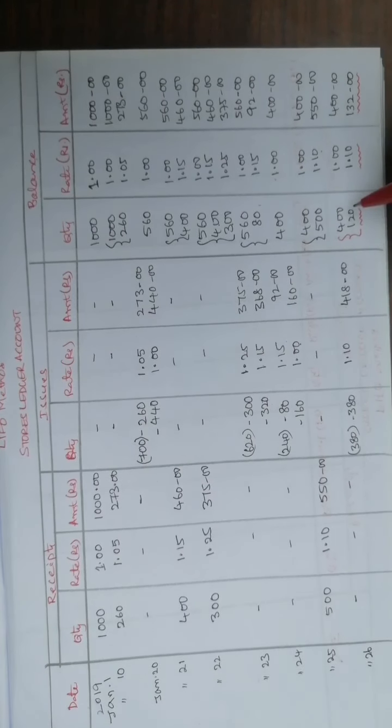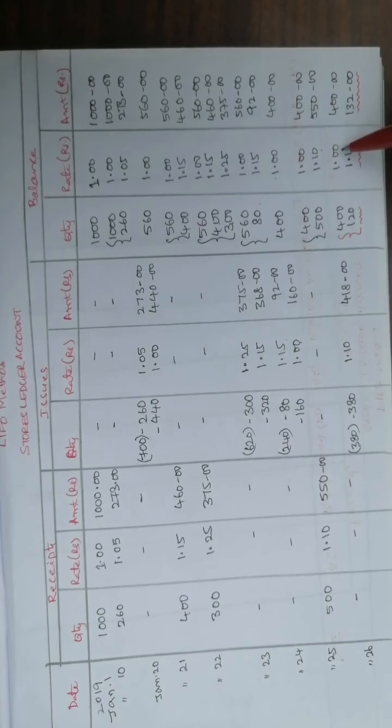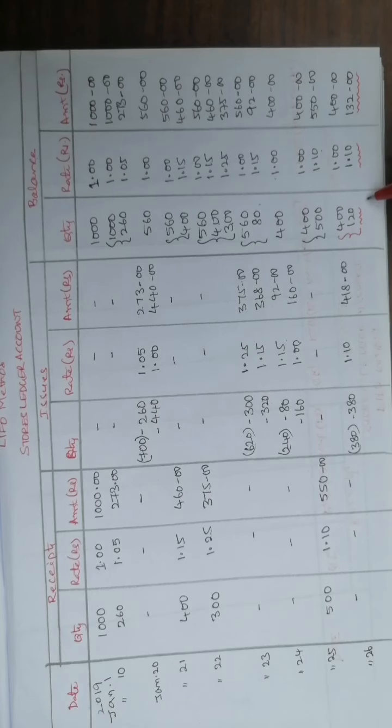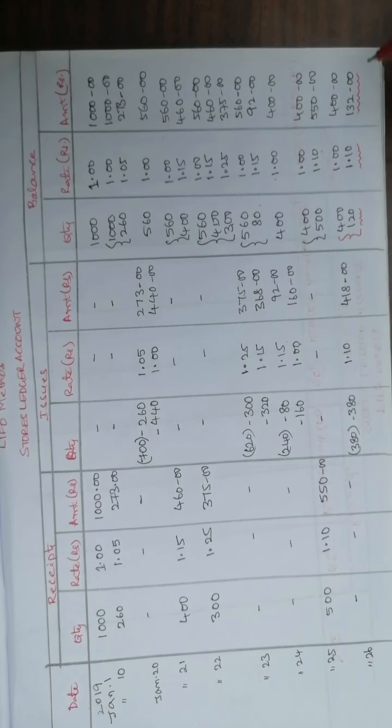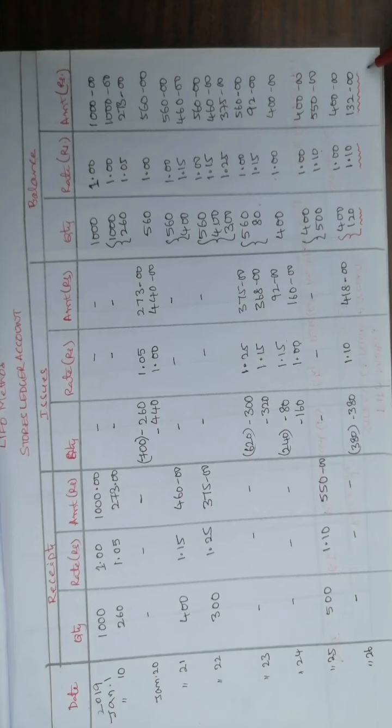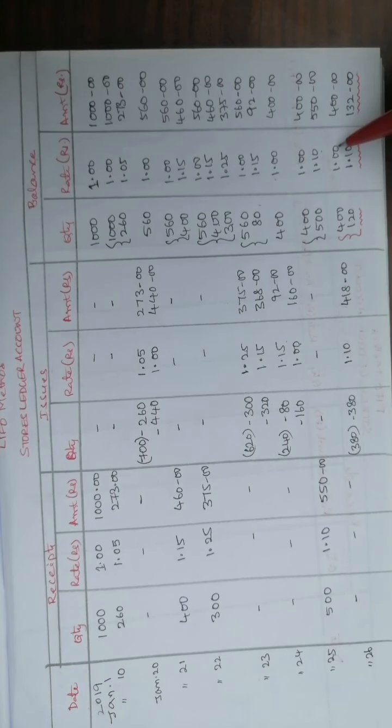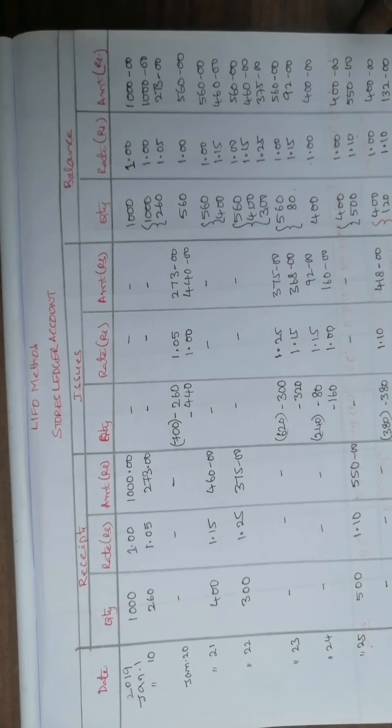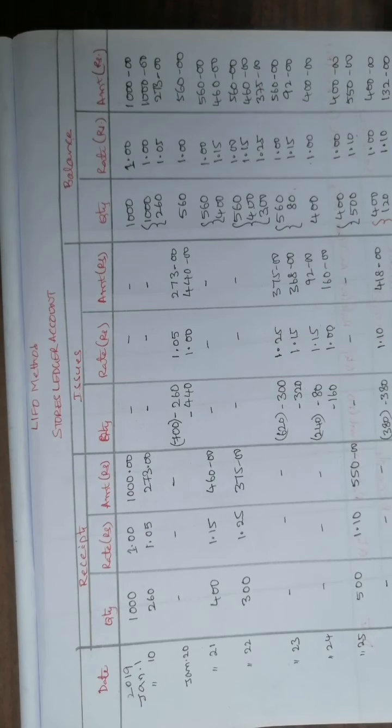Balance is 400 units at the rate of 1 rupee worth 400, and 120 units at the rate of 1 rupee 10 paisa worth 132 rupees. It means if you take the total quantity of 520 units, the total value is 532 rupees, at two different prices, 1 rupee and 1 rupee 10 paisa. So this is the way to compute and present the stores ledger under the LIFO method, last in first out method, and show the leftover balance.